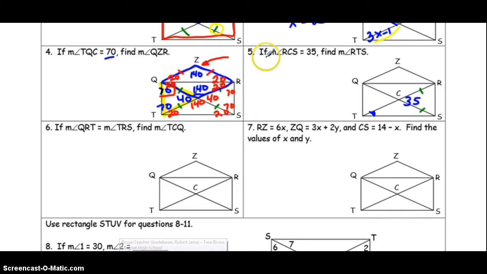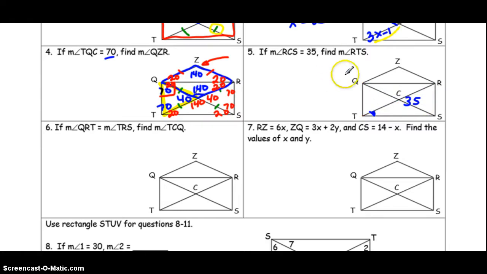For number 5, if the measure of RCS is 35, find the measure of RTS. So we know that right here, RCS is 35 degrees. And we're going to go and figure out what T is, right? RTS right there. Well, what can we do? There's a few options. We could use the fact that this is an isosceles triangle to figure out what this angle is. And then maybe we could use the fact that this is a large right triangle, 90 degrees. We would know what this angle is up here. We could subtract from 180 to get that angle down there. That's one option. However, I'm going to prefer to do it slightly differently.